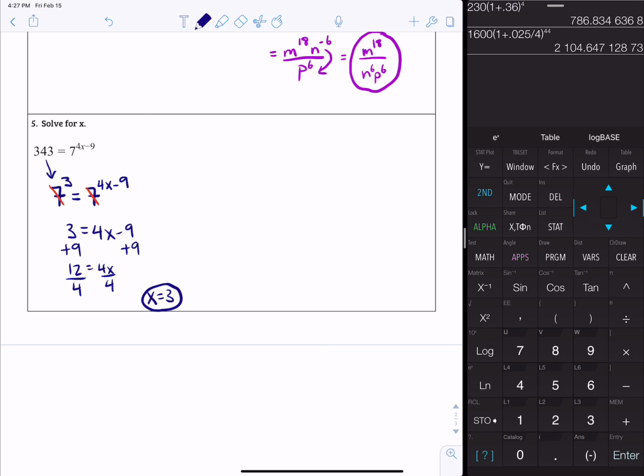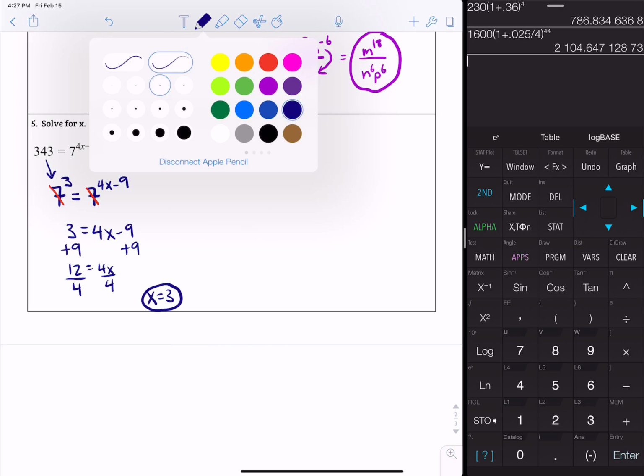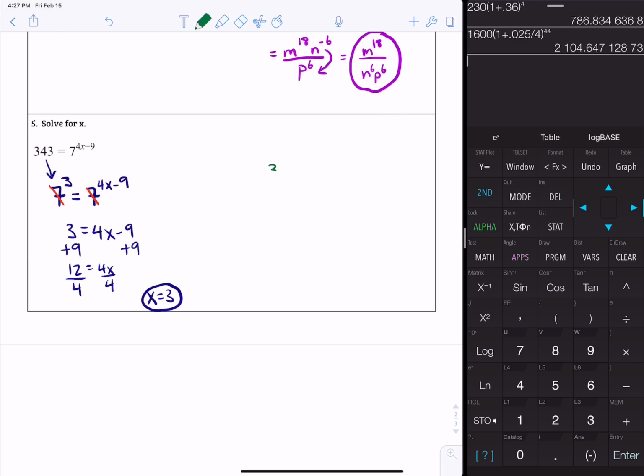And then you can check your answer, but you don't have to check your answer. But you could just plug this in to make sure you have the right answer. And see if this makes a true statement. So in your original problem, just to make sure you got it, you could type in the calculator 7 to the 4 times 3 minus 9 power, which does equal 343.